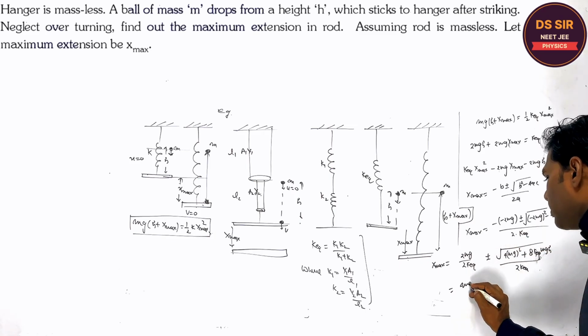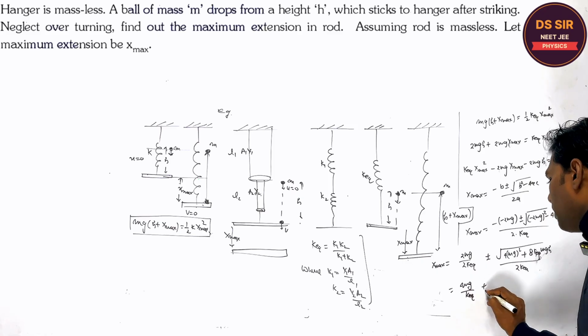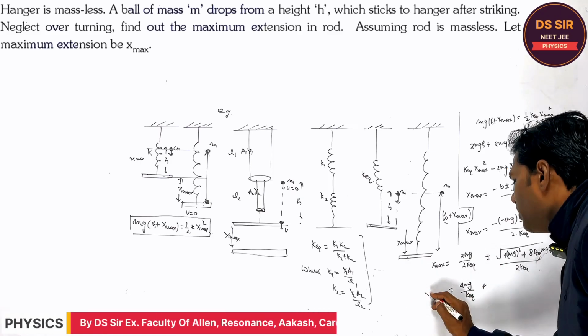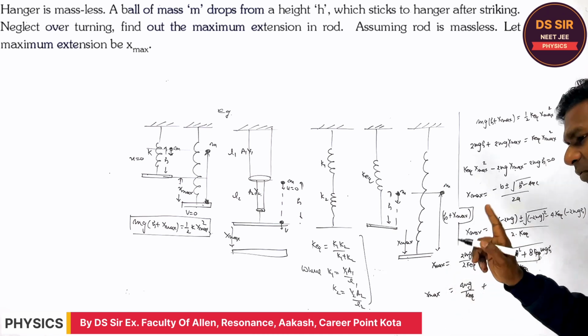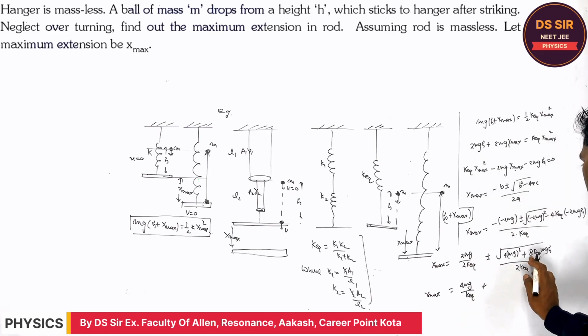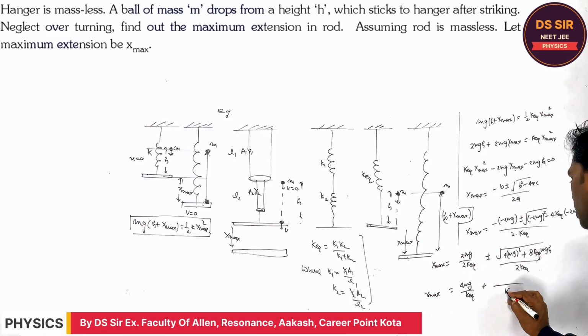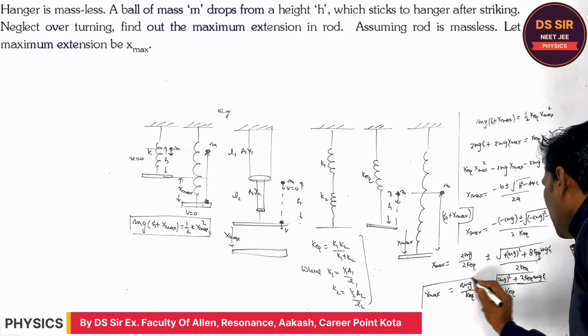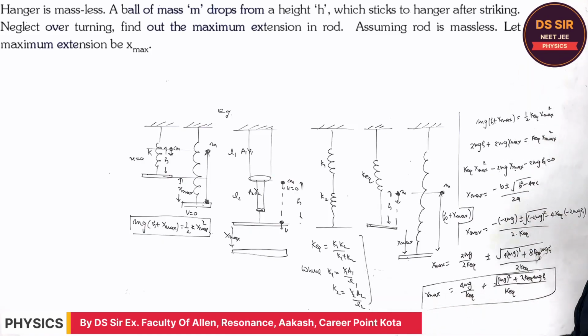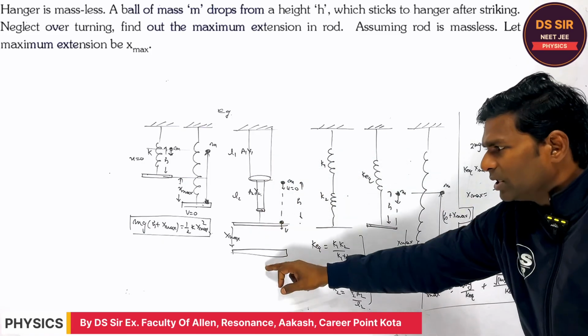2 will cancel out, mg upon k equivalent, plus. To find the maximum elongation you have to take the plus, right? Because otherwise it will be negative. So only take the one root which is positive, and when the 4 comes out, the 2 will cancel out. In the square root, this is mg whole square plus 2k equivalent mgh. So this is the maximum elongation in this system, in this hanger.